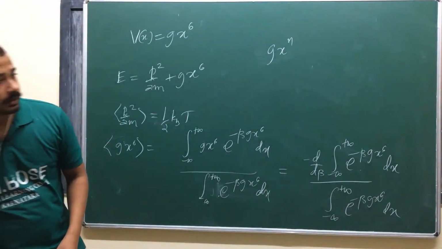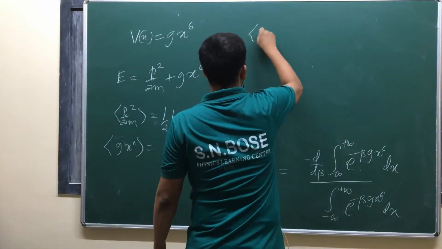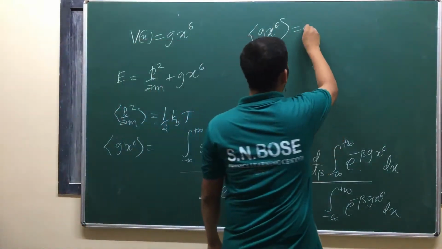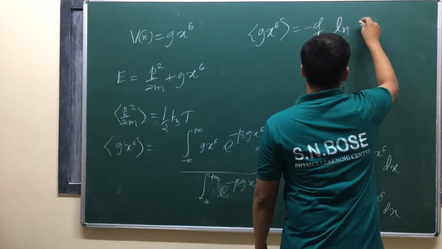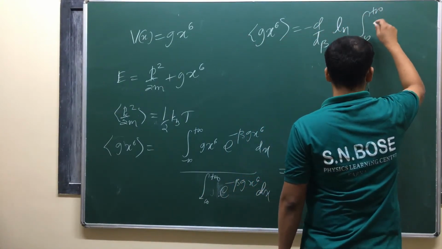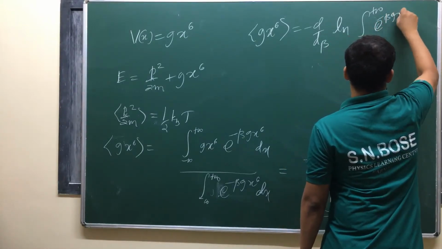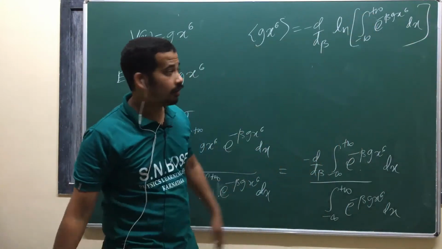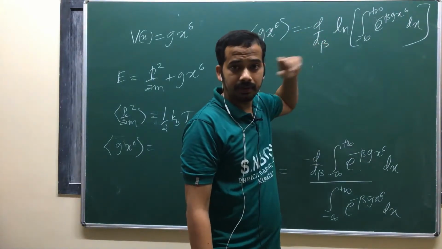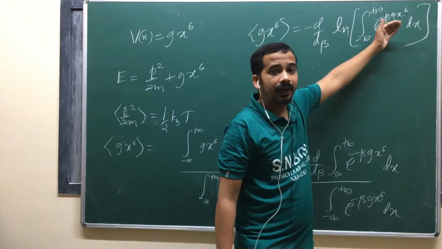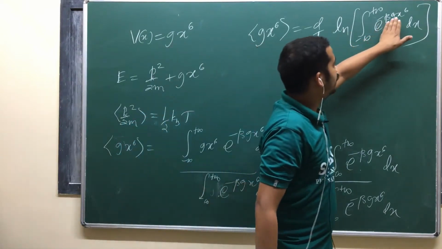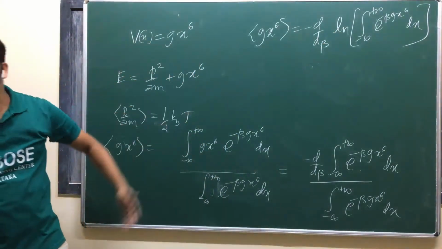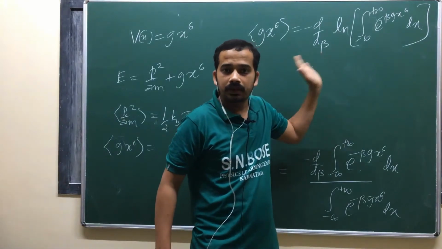Now this answer, look at here: g x power 6 is minus d by d beta of log of this integral, the integral of e power minus beta g x power 6 dx. That's what I'm saying. You don't have to remember that integral because you have the beta derivative here. So only that beta variable is required. You substitute beta g x power 6 equal to something, or you convert that into 2 times 0 to infinity, and you take some beta factor outside. That's sufficient for you.